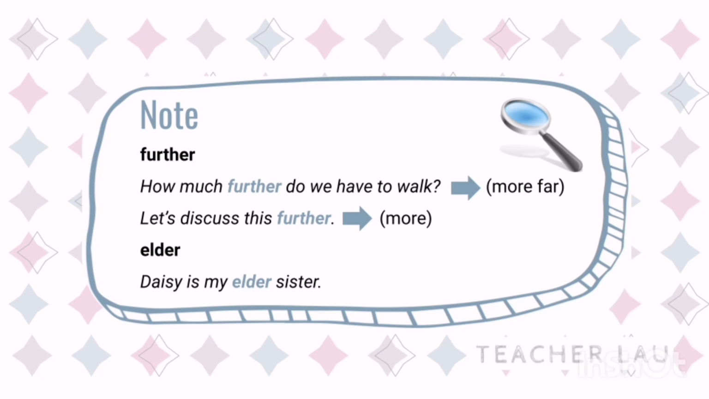So if I say, how much further do we have to walk? I mean more far. Let's discuss this further. Let's discuss this more. As you can see, old has a regular form, older, and an irregular form, elder, which is used to describe people, especially family members. Daisy is my elder sister.